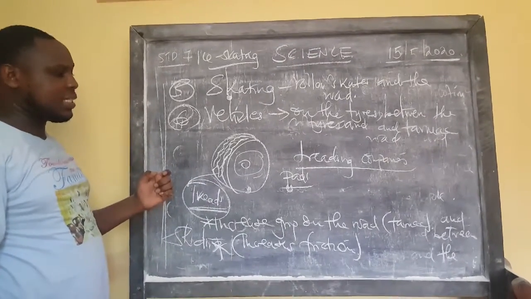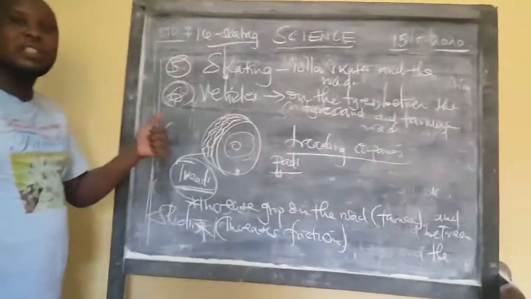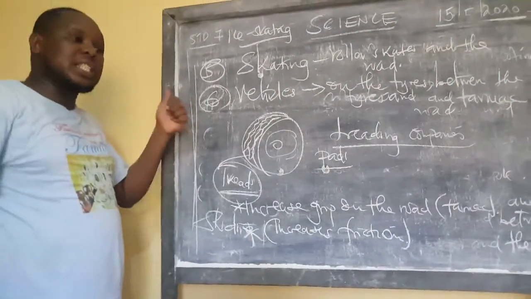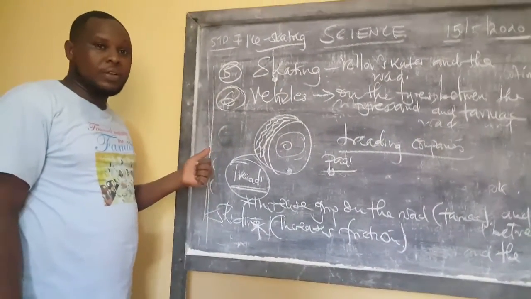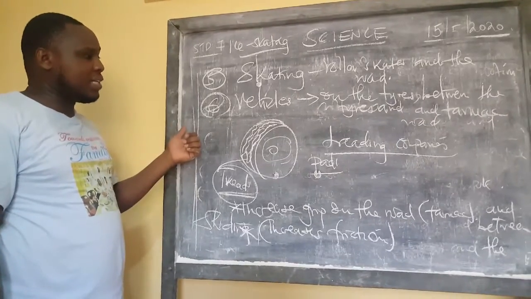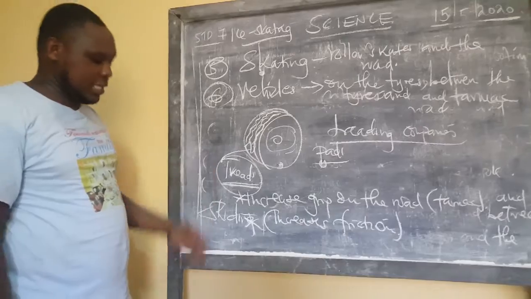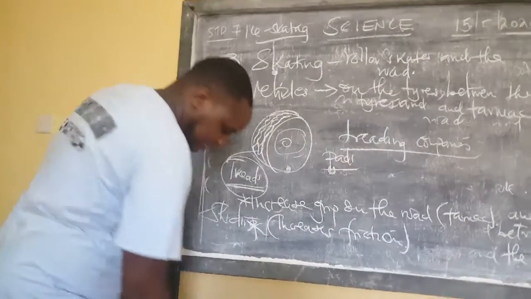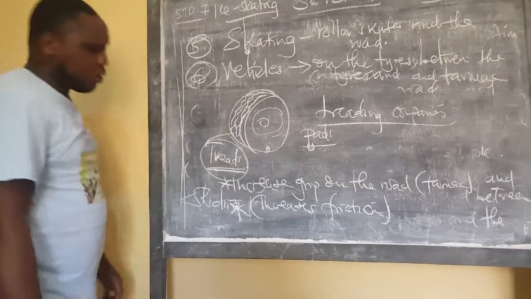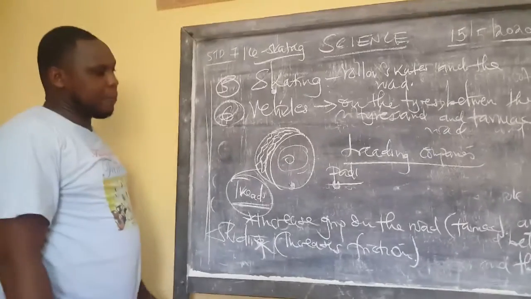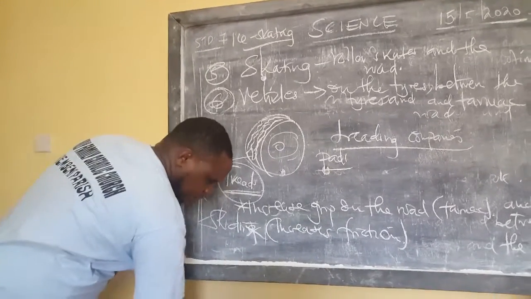We have also said that the tarmac road is also left rough. You can be asked, why is the tarmac road left rough when one is building or constructing a road? So that is number six. So this enhances better grip of the road.